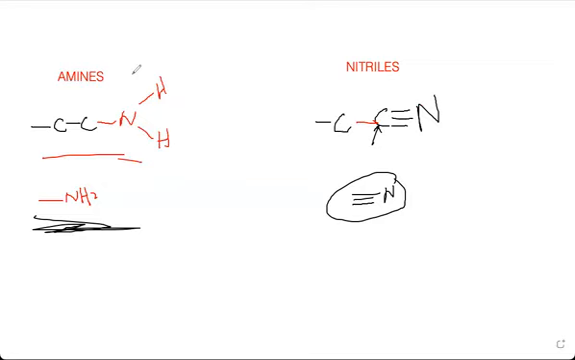Amines, NH2. Nitriles, nitrogen will make a triple bond with the carbon. In amines, nitrogen will make a single bond with the carbon and the other 2 bonds with hydrogen. But in nitriles, nitrogen is making the bond in one go. It is making a triple bond with the carbon. What will be the name?